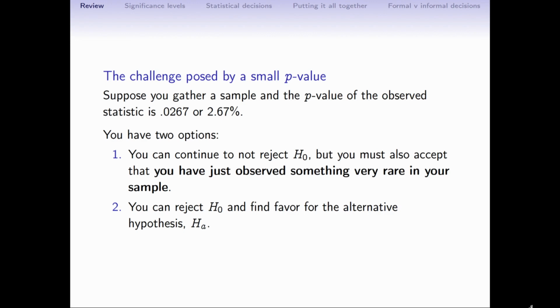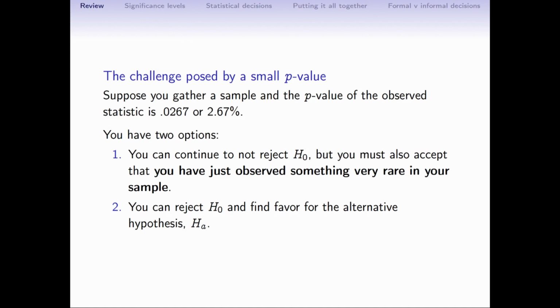Now let's think of the challenge posed by a small p-value. Suppose you gather a sample and the p-value of the observed statistic is 0.0267 or 2.67%. I claim that you have two options. Option number 1 is you can continue to not reject H0, but you must also accept that you have just observed something very rare in your sample. The one time you ran your experiment, something that happens only about 3% of the time, something that happens only 3 times in every 100 times that you would run this experiment has just occurred. So that's option number 1.